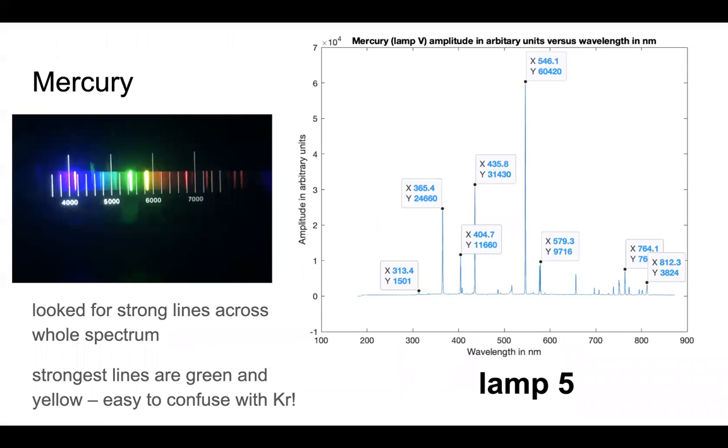So for mercury, we see strong lines across the whole part of the spectrum that we have access to here. And we know there are the two strongest lines that we see in the photograph here are green and yellow. And ultimately, the data matched best with lamp 5.